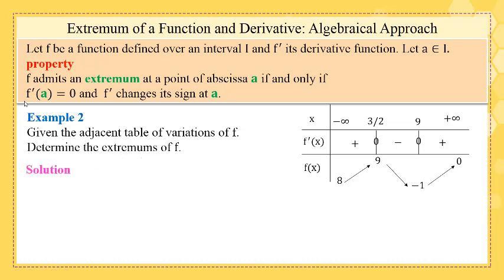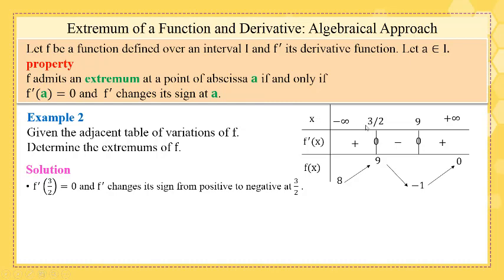The first condition is f prime of a equals 0. What are the values of x for which f prime of x equals 0? Good. x equals 3/2 and x equals 9. Let us see whether the second condition is verified. f prime changes its sign from positive to negative at 3/2. So f admits an extremum at 3/2.